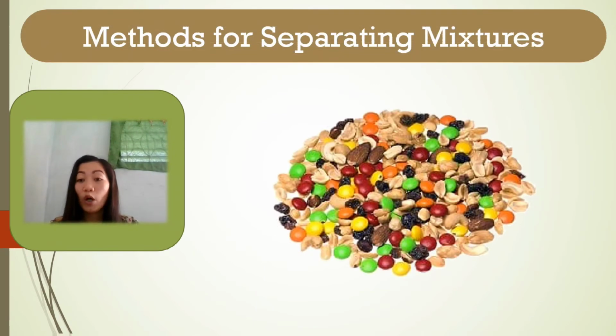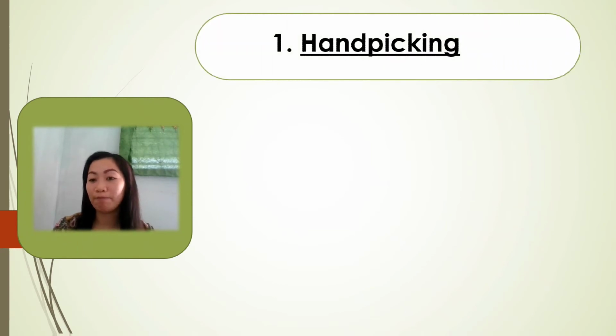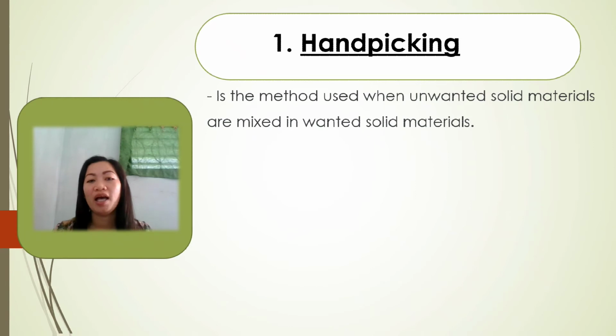So now we will be discussing the methods for separating mixtures. The first method we have is hand picking, using our bare hands. This method is used when we separate the unwanted solid materials from the wanted solid materials. They are being mixed together, so we have to separate them.